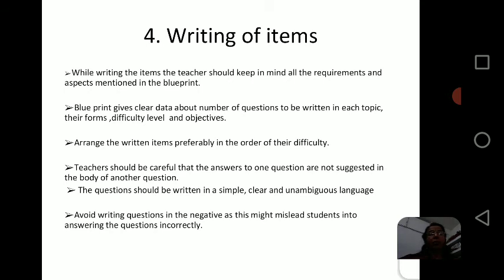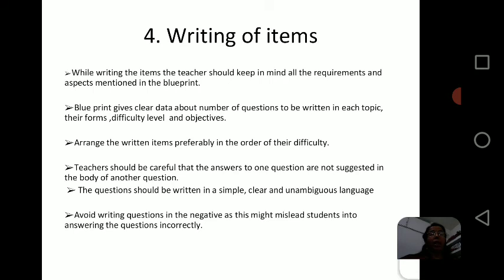Teachers should be careful that the answer to one question is not suggested in the body of another question. The question should be very clearly defined, with no overlapping. The question should be written in simple, clear, and unambiguous language. The question should be very simple. Avoid writing questions in the negative, as this might mislead students into answering the questions incorrectly.